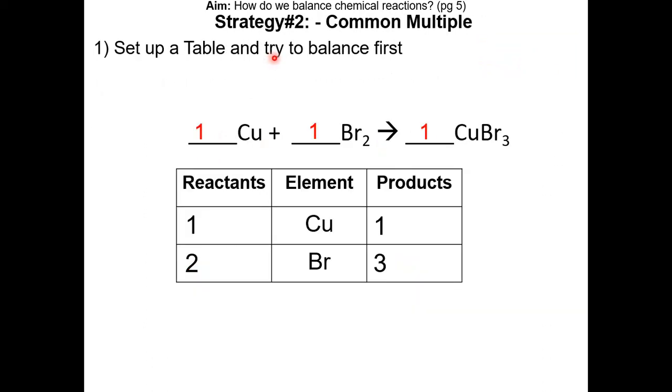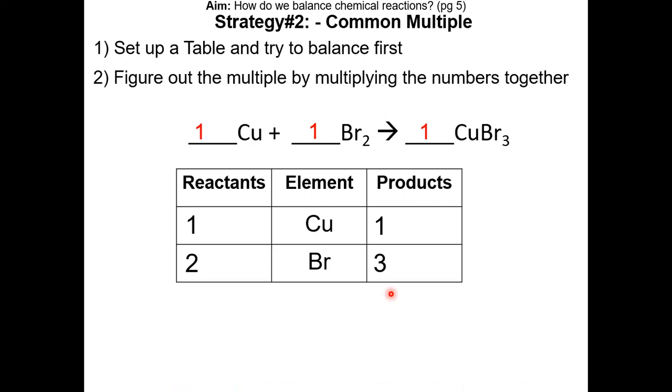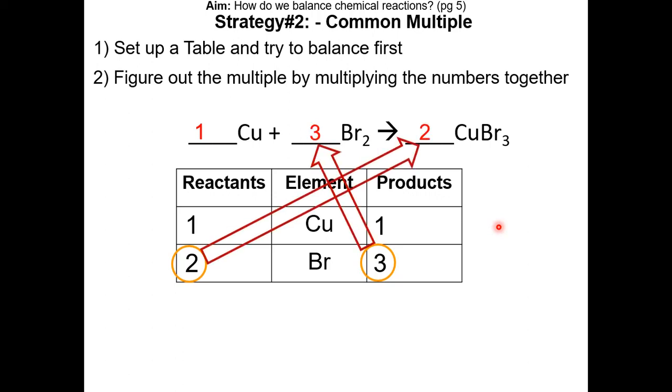In strategy number 2, instead of doubling everything, like strategy number 1, we'll be finding the common multiple. Let's look at the same example as before. To deal with the prime numbers, we'll be finding the common multiple between 2 and 3. To find the multiple, multiply the two numbers together. So the common multiple between 2 and 3 is 6. To make it easier, you can switch the numbers from the table onto the equation.